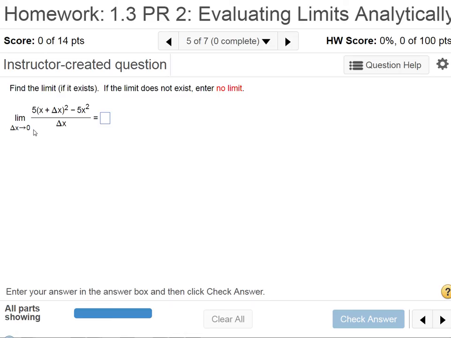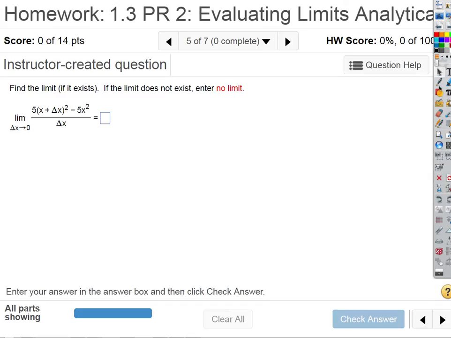So is x a variable? Yes, it is. Is x the variable of the limit? No, it is not. The variable of the limit is delta x. Delta x is the variable that is approaching a value, and so insofar as the limit is concerned, x is a constant. X is not changing. Delta x is changing. So if we let delta x approach 0, we get 0 over 0.